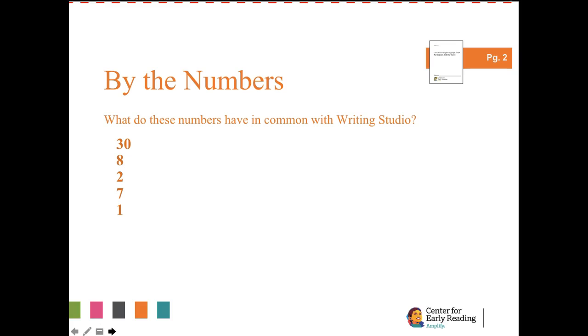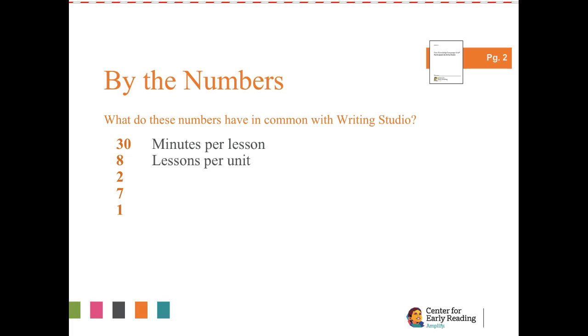And let's play a game called Writing Studio by the Numbers, everyone's favorite game. Look at the numbers on this handout. What could these possibly have to do with a writing program? Let's start with the first row, 30. I wonder what 30 has to do with Writing Studio. Well, each Writing Studio lesson lasts about 30 minutes. How about 8? There are 8 lessons per unit.